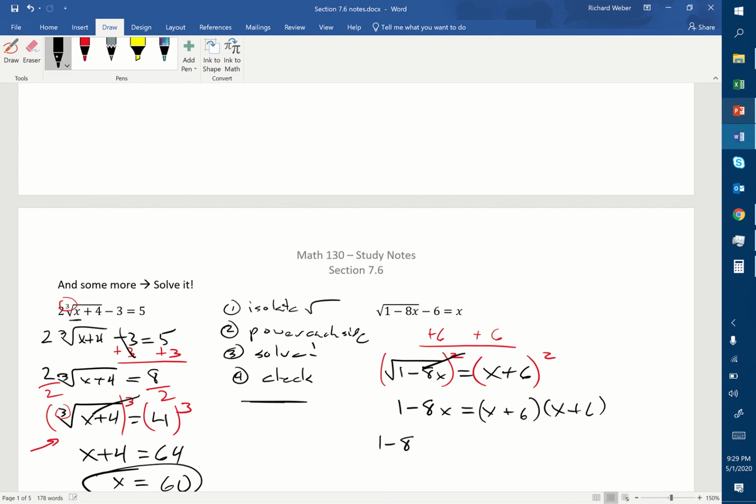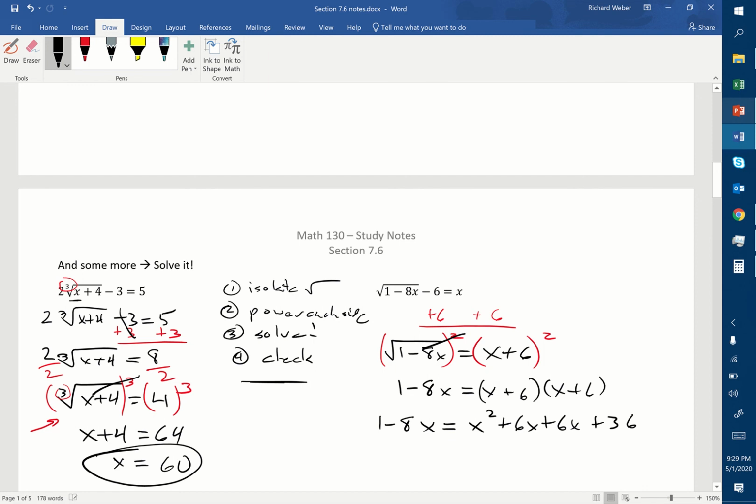So 1 minus 8x is equal to x times x, x squared, 6x. Here comes another 6x and a 36. What kind of an equation are we looking at here? That's right. Another factory thing, another ZFS. Zero factor and solve. Why? Because it's got a square in it. X squared is sitting there staring us in the face.